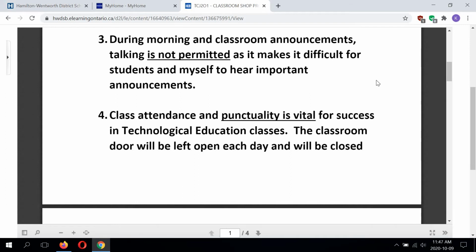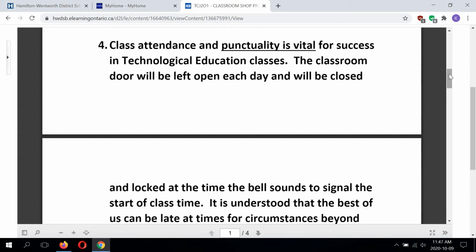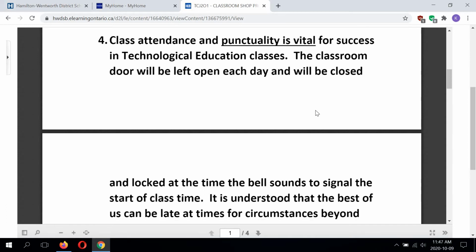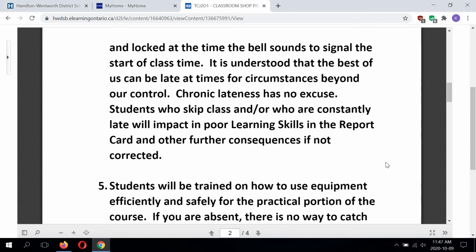Number 4, this one is extremely important. Class attendance and punctuality is vital for success in technological education classes. The classroom door will be left open each day and will be closed and locked at the time the bell sounds to signal the start of class time. It is understood that the best of us can be late at times for circumstances beyond our control. Chronic lateness has no excuse. Students who skip class or who are constantly late will receive a poor learning skills mark on the report card and other further consequences if not corrected.